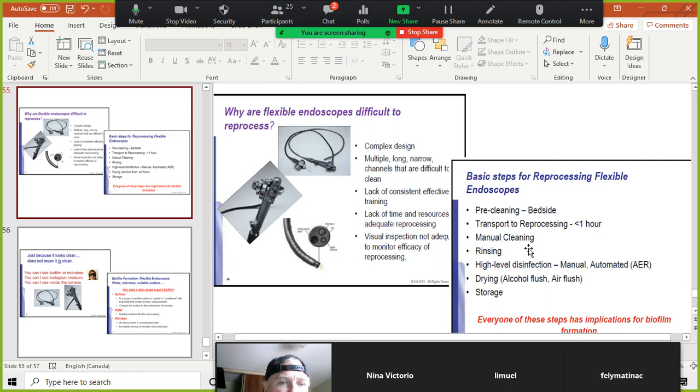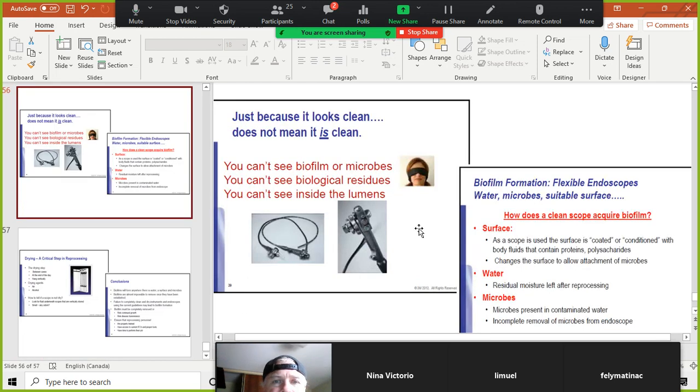Then give it a good manual cleaning, rinsing, and high-level disinfection. We'll get more into these as the course goes on. We'll get into structural layouts and the actual process of MDR. We'll get there, okay? We've said this before, just because it looks clean doesn't mean it's clean, right? If you're unsure about anything, clean it again.